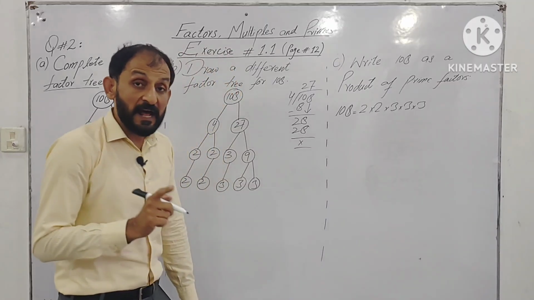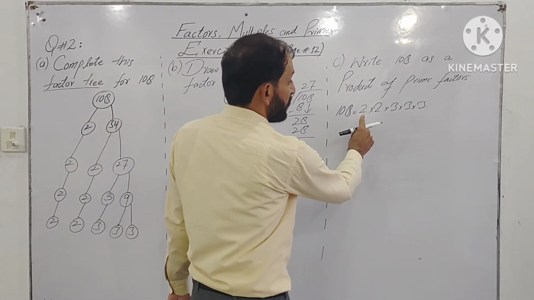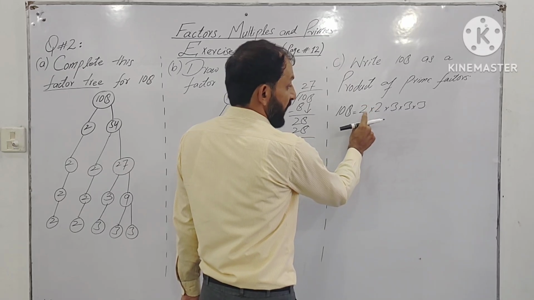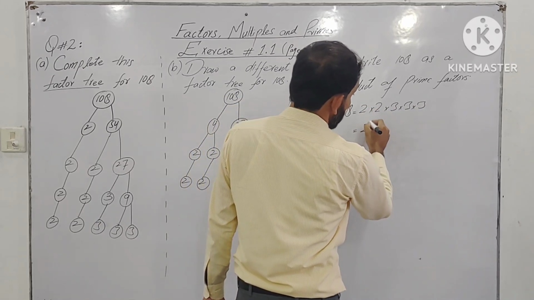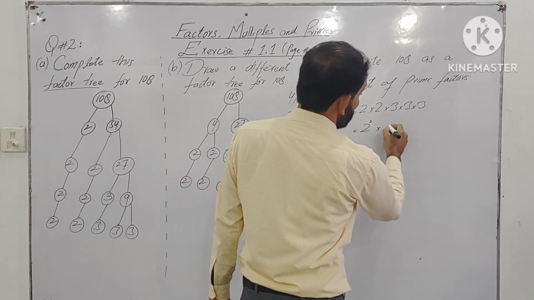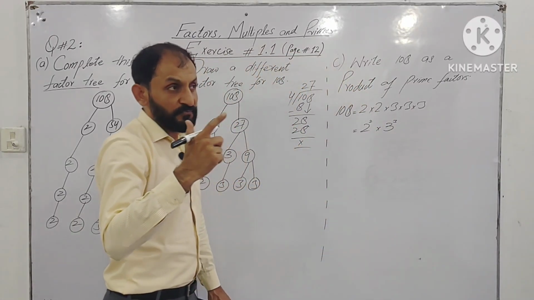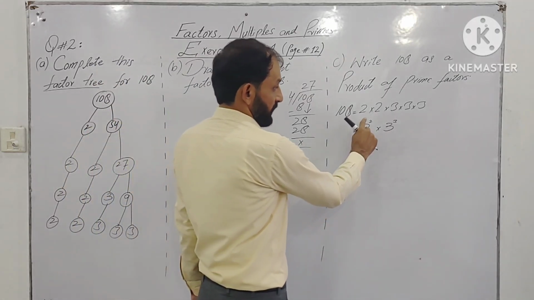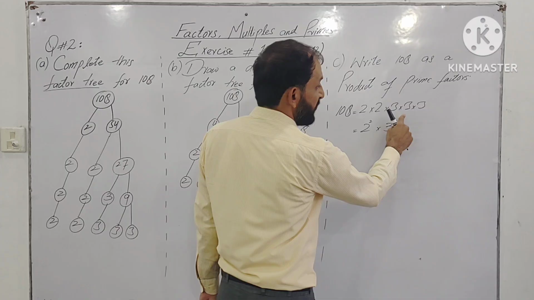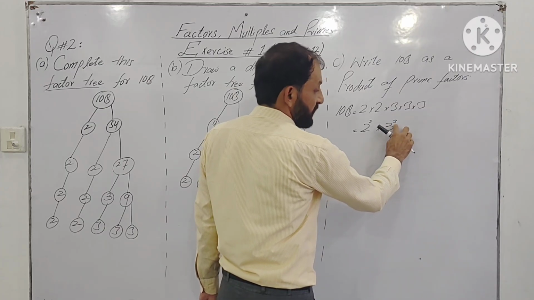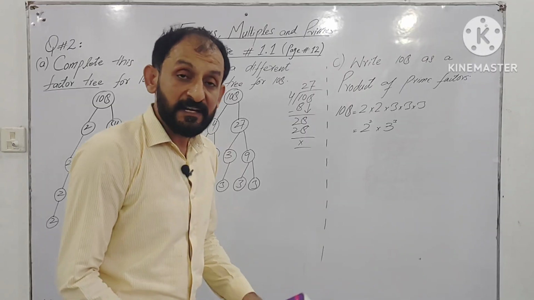If the question says write your answer in index form, index means power. Now you can see we have only two 2s and three 3s. We can write 2 power 2 multiplied by 3 power 3. The power is used to write down the quantity. We have only two 2s, so you can see the power is 2. And how many 3s do we have? We have three 3s, so the power is 3. This is known as the index form.